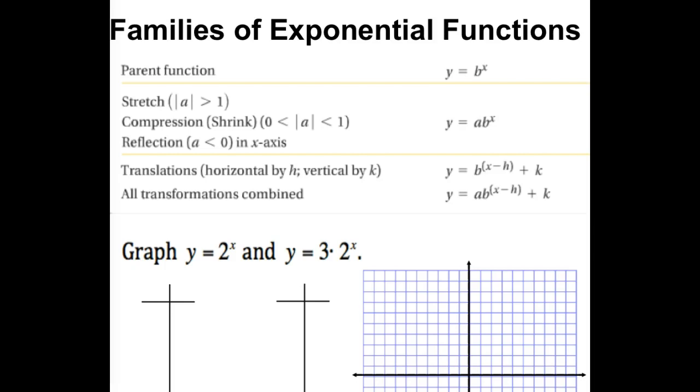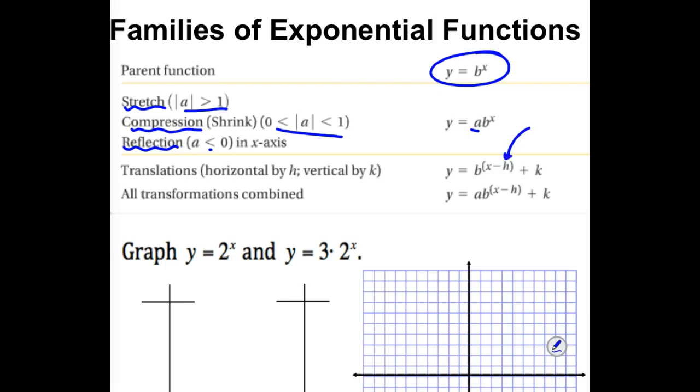All right, so parent function, y equals b to the x. Okay, that's our basic exponential function. We can do the same transformations that we've been doing to all of our functions. We can put an a value in front, which does what? Stretches, compresses, flips, reflects. So reflection when it's negative, compression when it's between 0 and 1, stretching when it's bigger than 1.